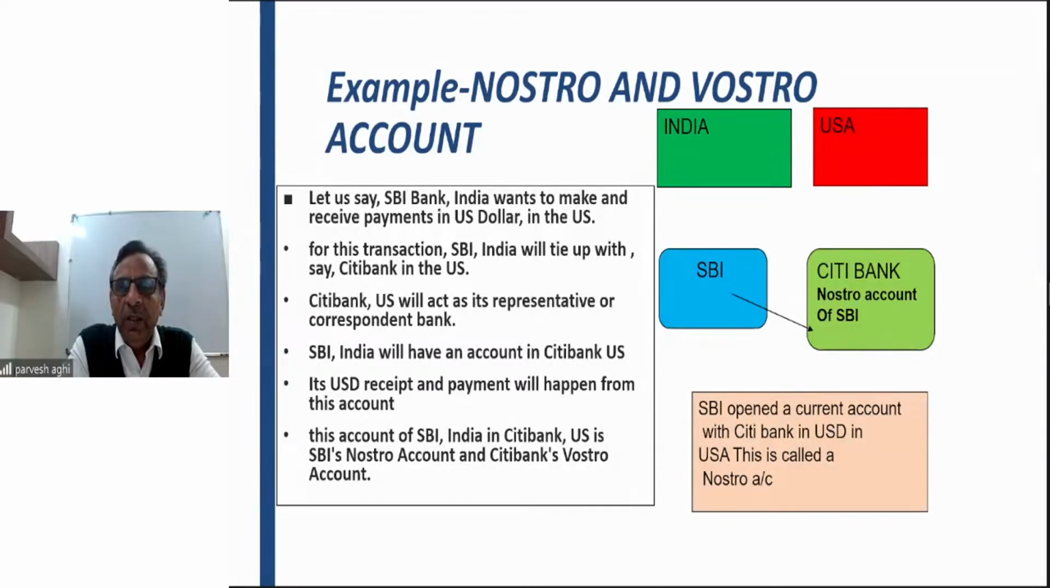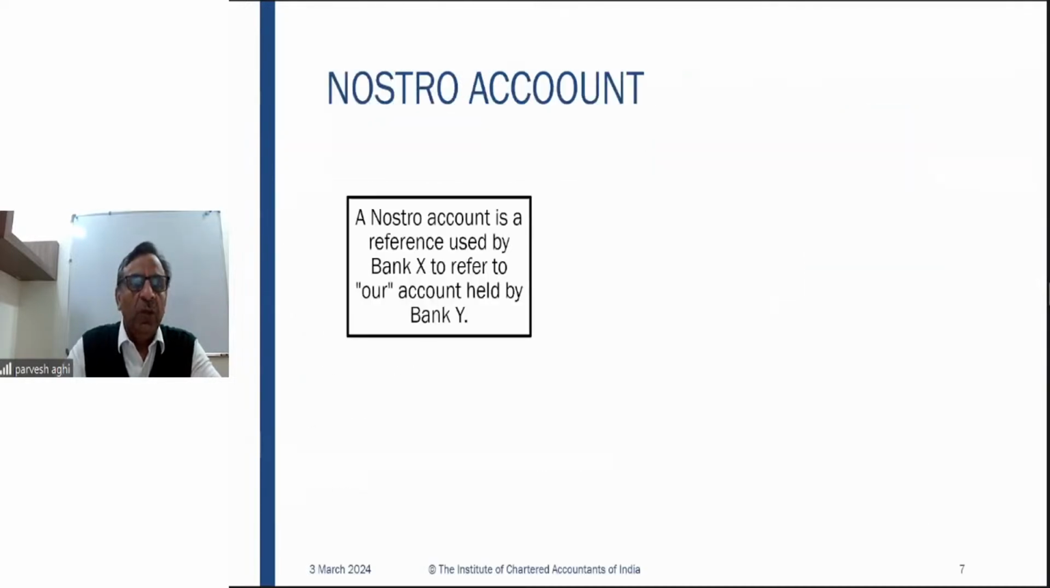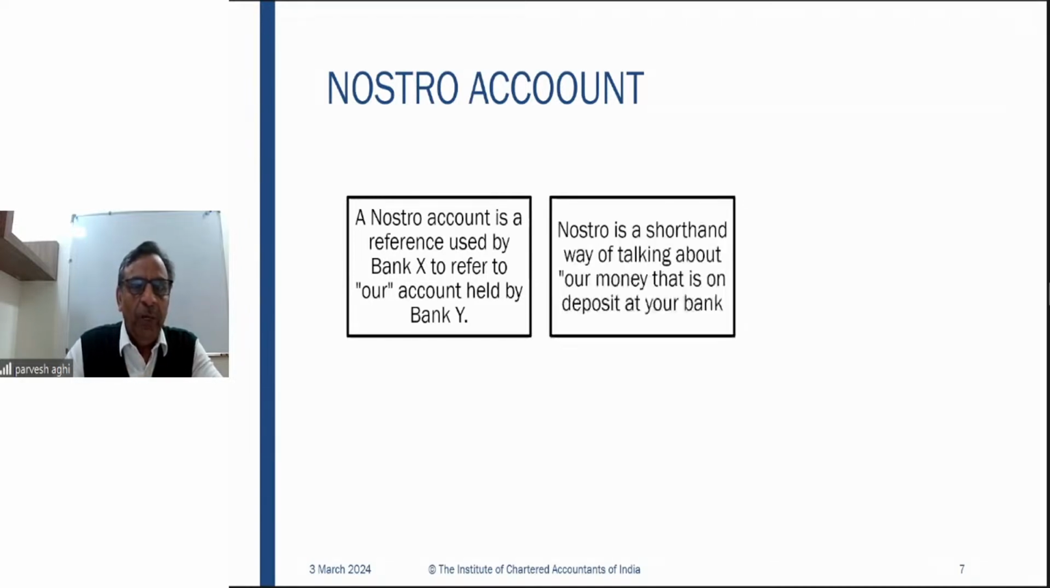So SBI has an account at Citibank USA, and it is called the nostro account of SBI. So SBI opened a current account with Citibank in USD. This is called a nostro account. A nostro account is a reference used by Bank X to refer to our account held by Bank Y. So that means Bank X is opening their account in another bank called Bank Y, and they say this is our bank account, our account held by Bank Y.